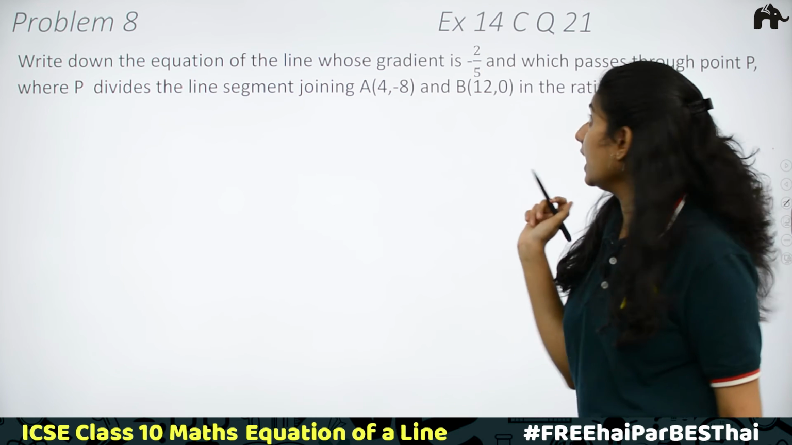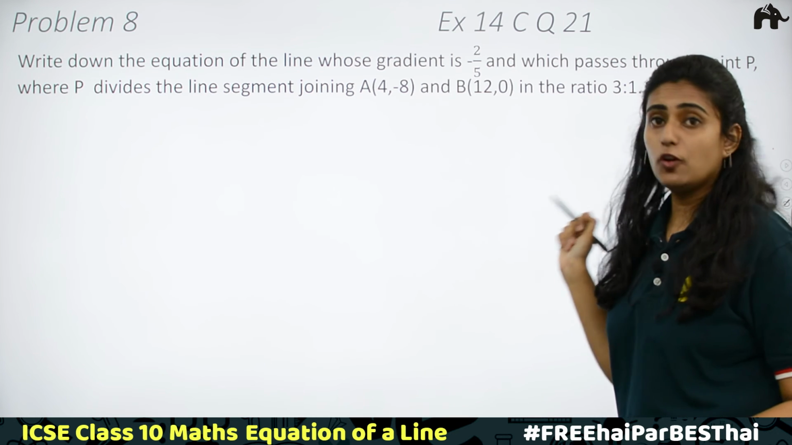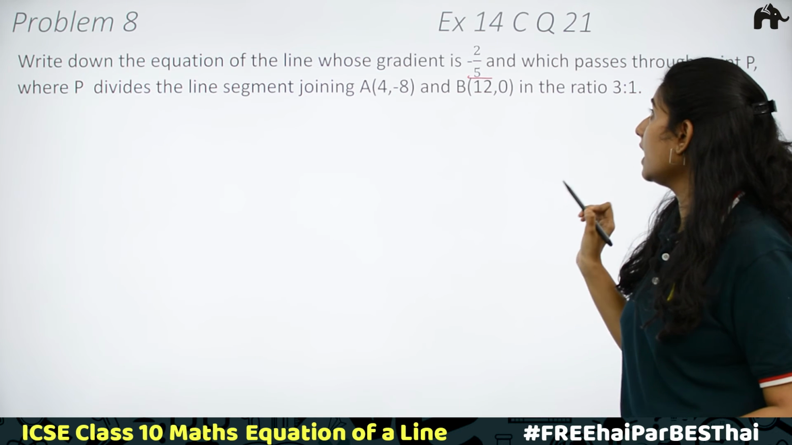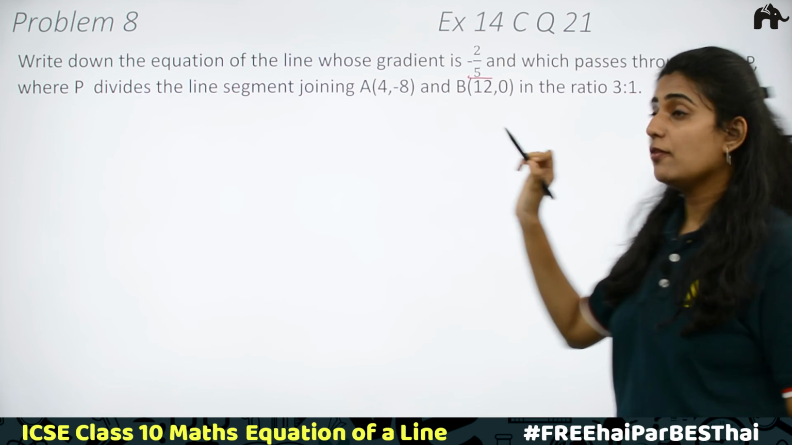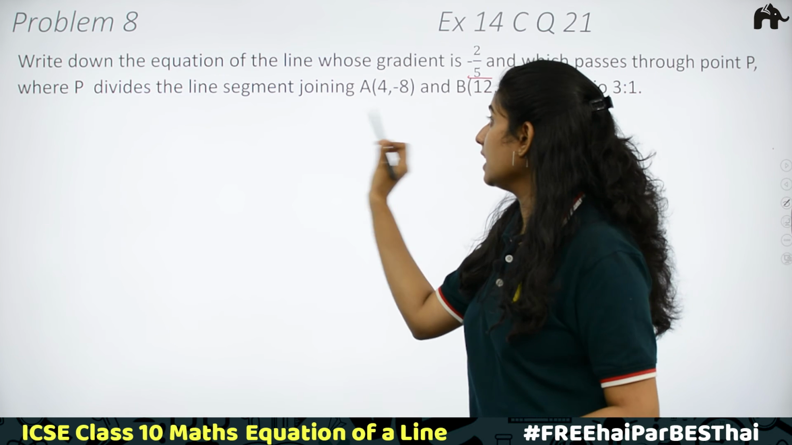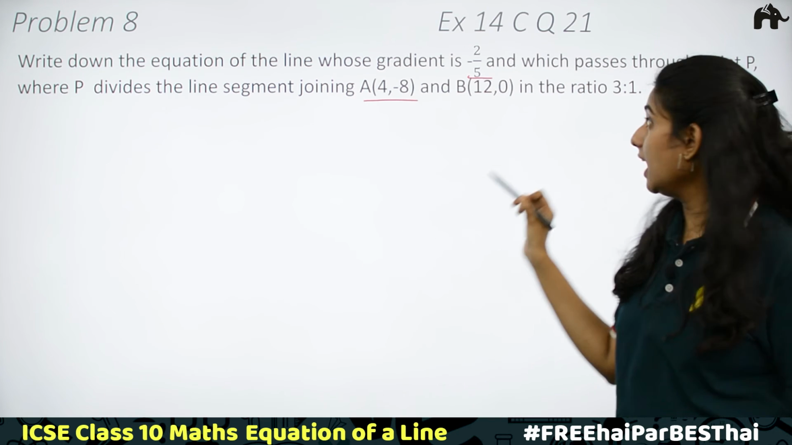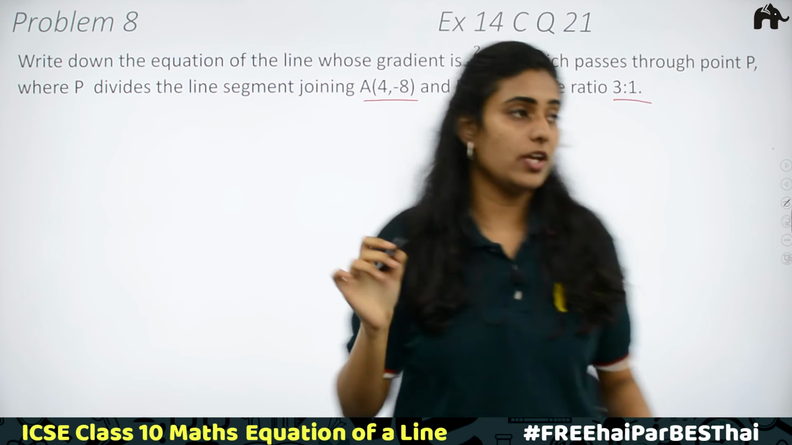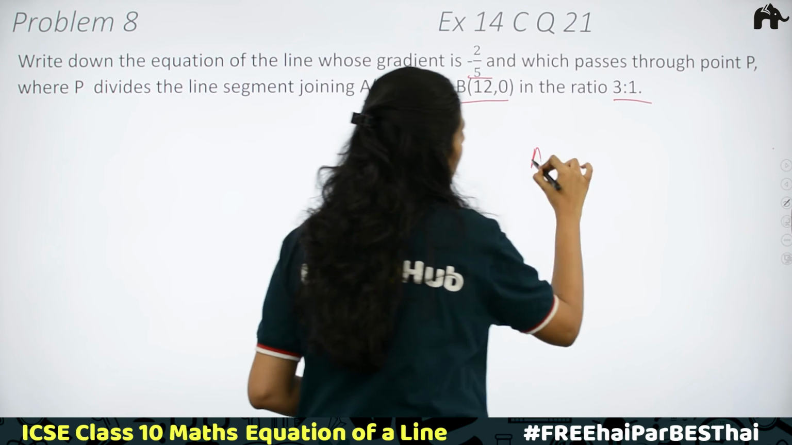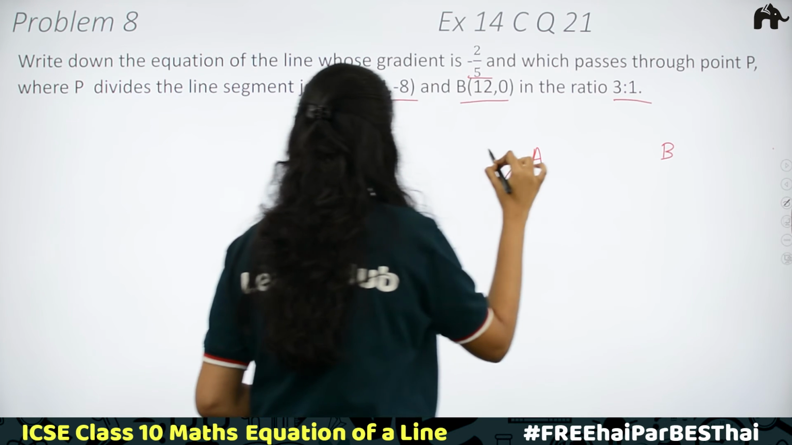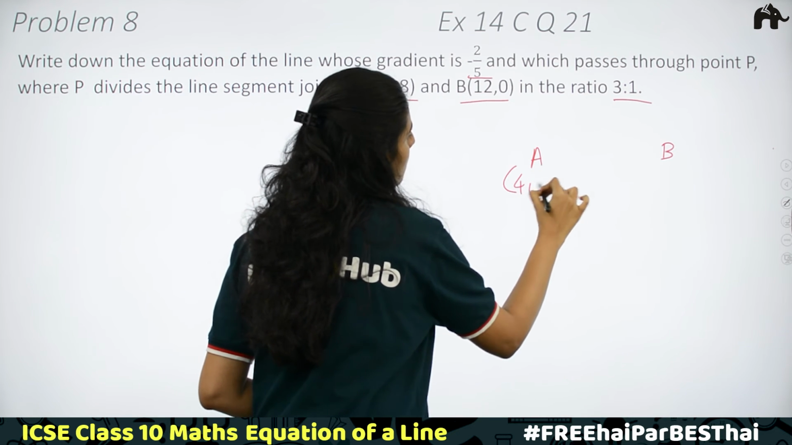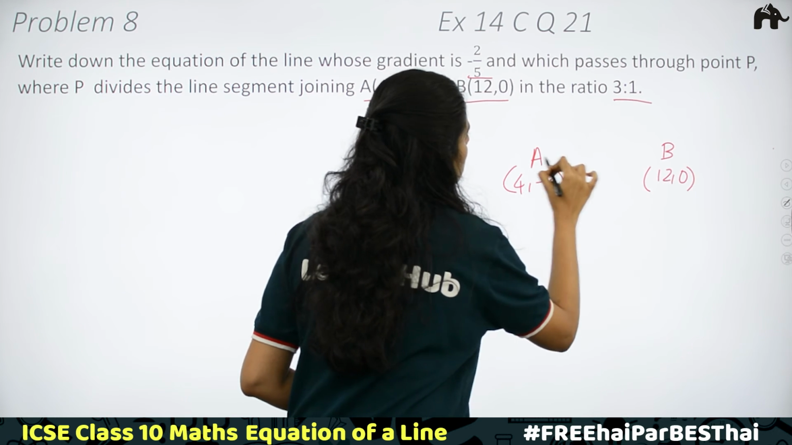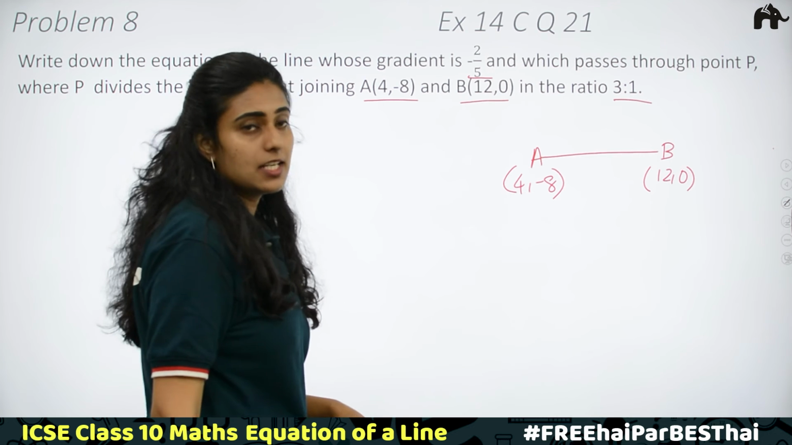Next, problem number 8, question 21 of exercise 14C. Write down the equation of the line whose gradient is minus 2 by 5 and which passes through point P, where P divides the line segment joining A(4, -8) and B(12, 0) in the ratio 3:1. Here we have 2 points A and B. Coordinates of A are (4, -8) and that of B are (12, 0). So, this is the line joining A and B.